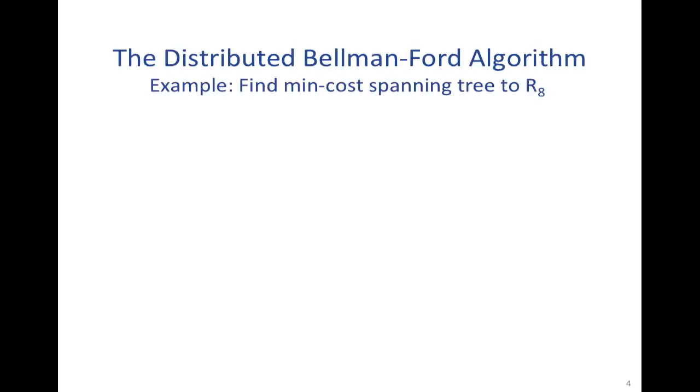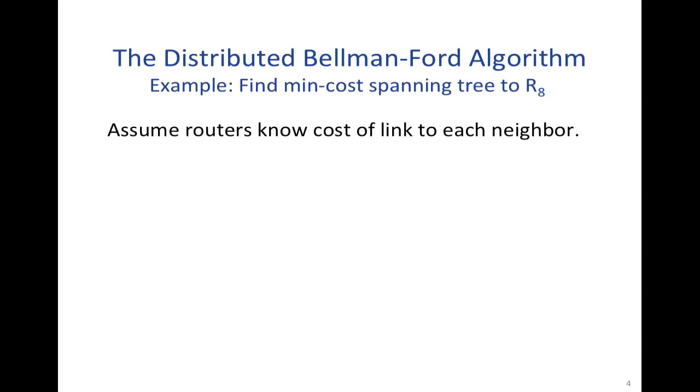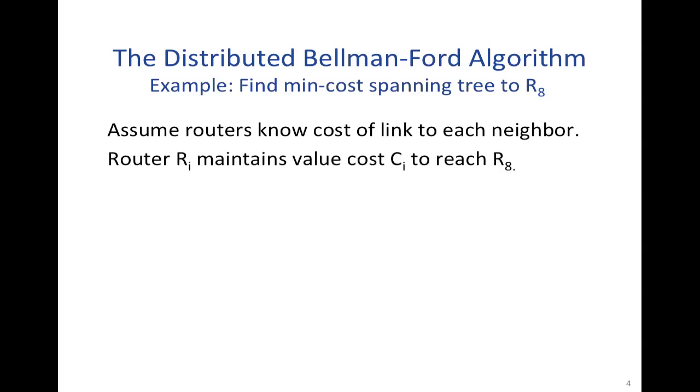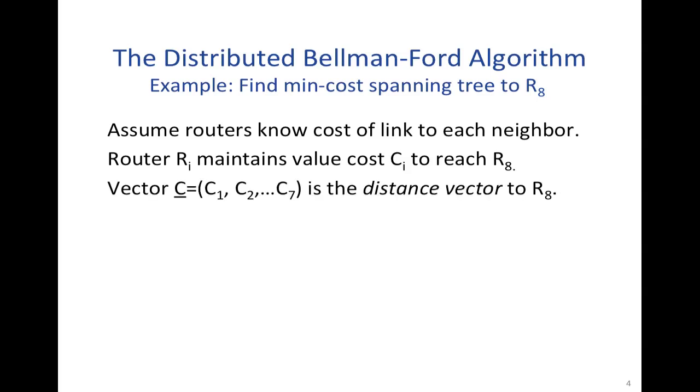So in the Bellman Ford algorithm, we're going to assume that the routers know the cost of the link to each of their neighbors, so that there is a metric and a cost associated with using that link. And we're going to assume that router R sub i is going to maintain the value of the cost to reach R8. So at any one instance, it's going to keep a sense of its current lowest cost to reach R8. For router Ri, that's going to be C sub i.